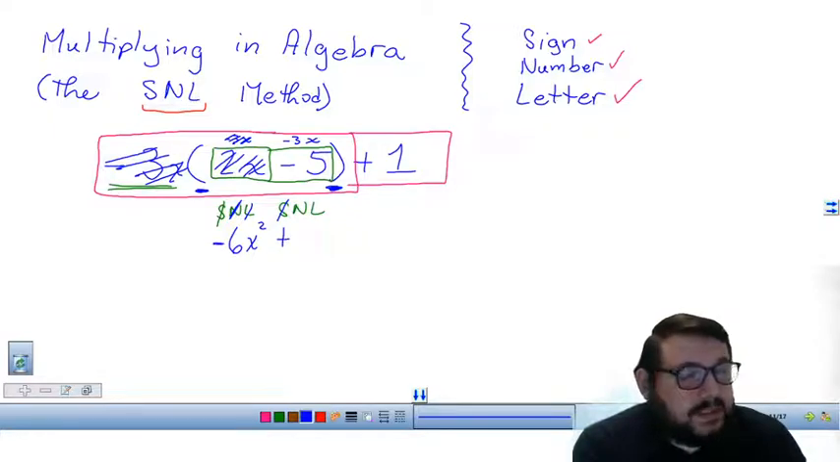So I'm going to go put a positive there. Now I'm going to do my numbers. 3 times 5 makes 15. Now I'm going to do my letters, and this is our first special rule that we're going to see.